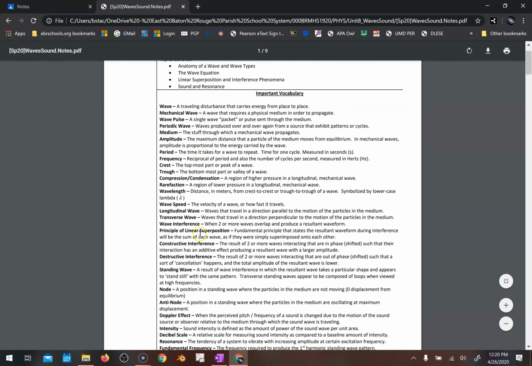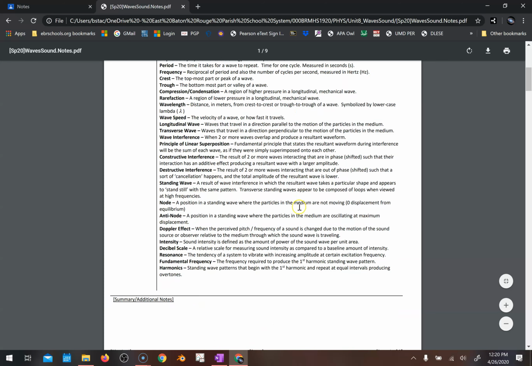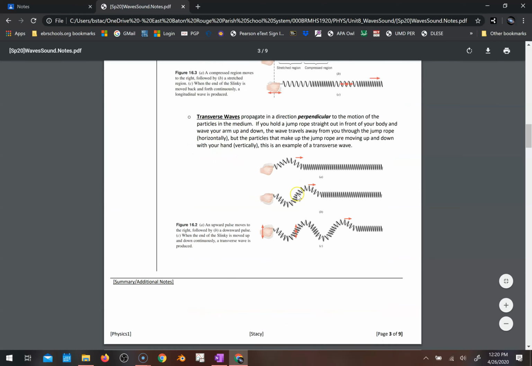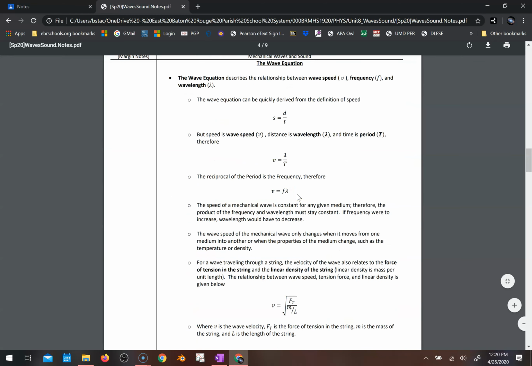Vocabulary, yeah, make sure we remember that stuff. Symbols being used for particular quantities, like lambda for wavelength, capital T is period, frequency is the reciprocal of the period, their units, all that stuff, right? All right, the wave equation.